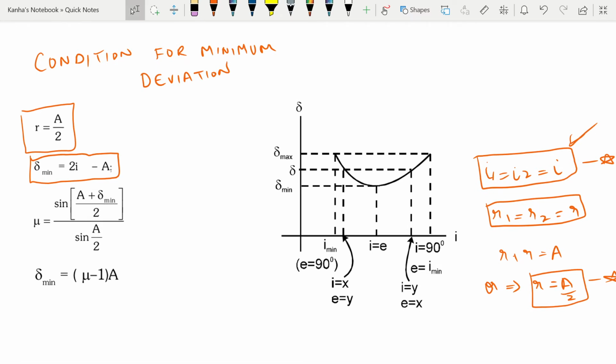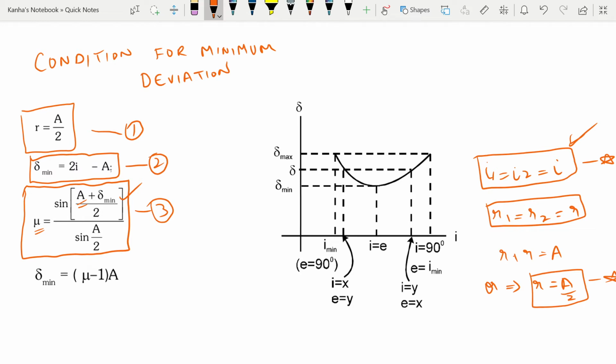The next important formula from here is the formula for mu, the refractive index of the prism. Here I assume that the prism is placed in air, so mu1 is equal to 1, and using Snell's law I can easily find that mu can be written as sine of (A plus delta minimum) by 2 divided by sine A by 2. So if I know the value of mu and the value of A, I can get the value of delta minimum. This should also be noted. So this is your equation number 1, this is equation number 2, and this is equation number 3.